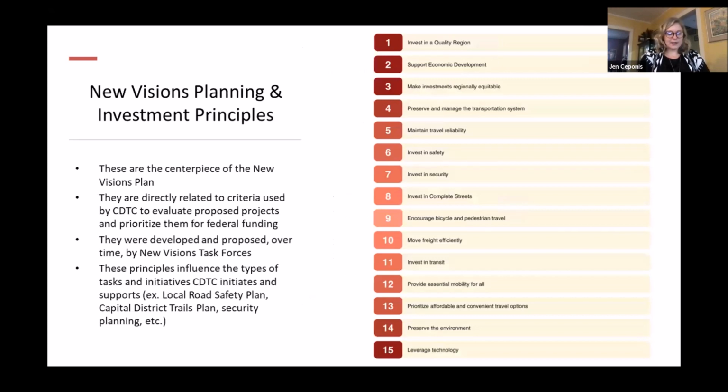The centerpiece of New Visions is our planning and investment principles. And these are how CDTC prioritizes funding decisions, and funding decisions are directly tied to these principles. Preserving and managing the existing system is a high priority, as you can see here.